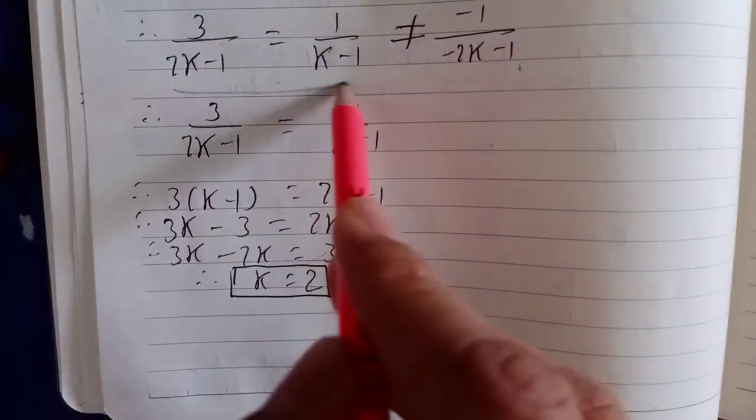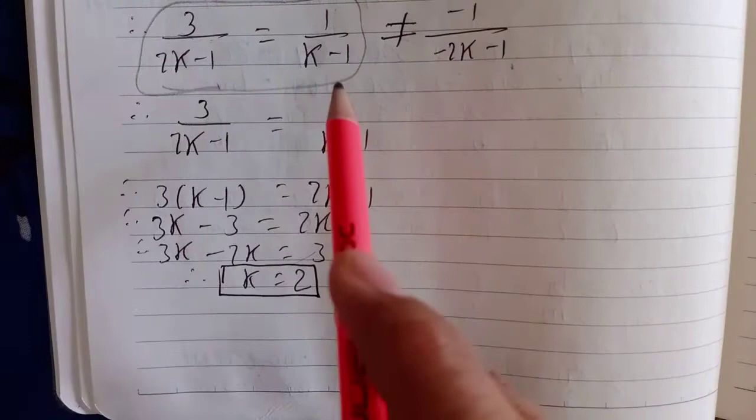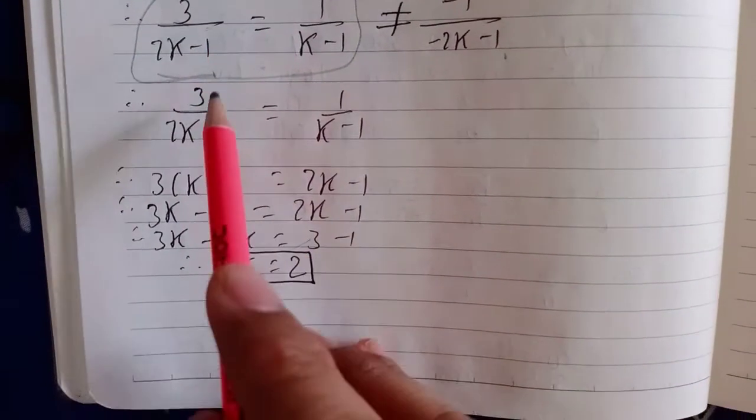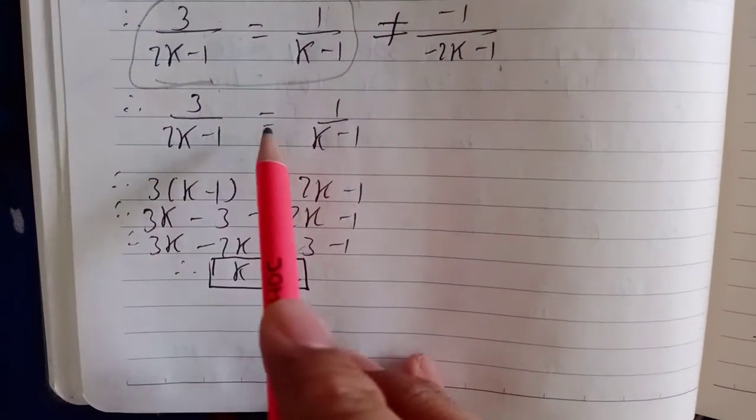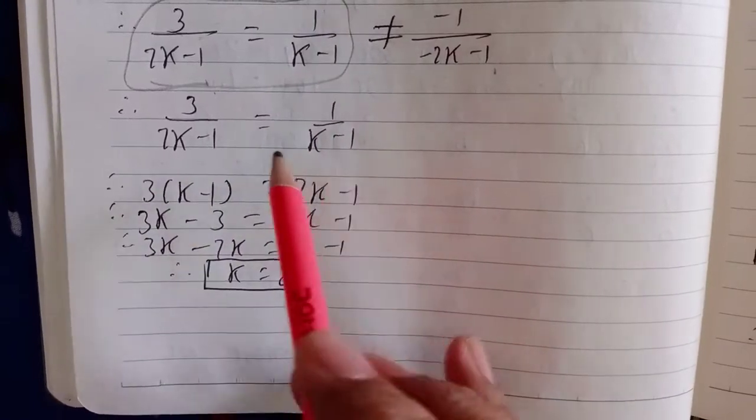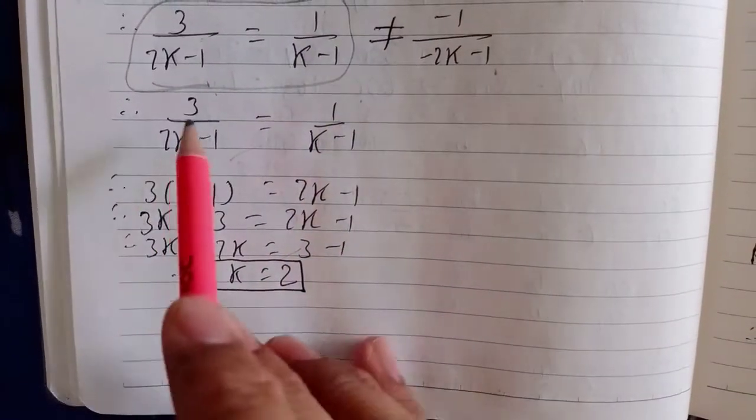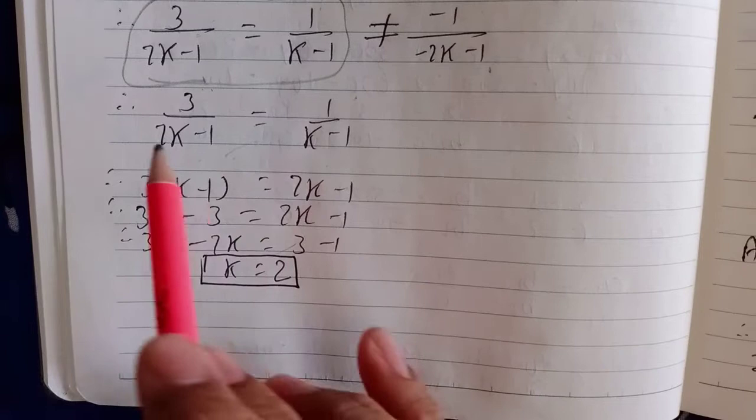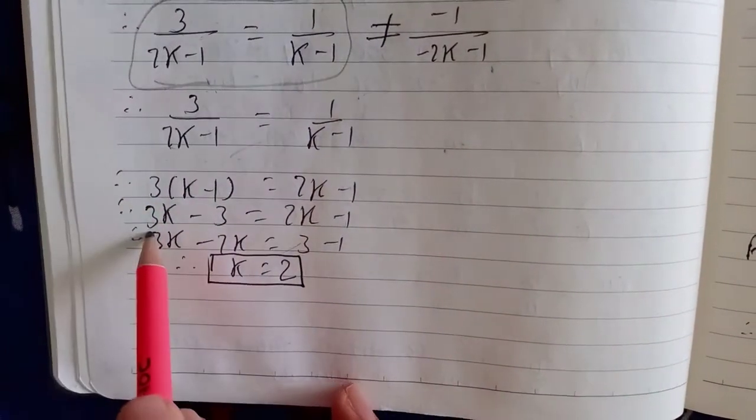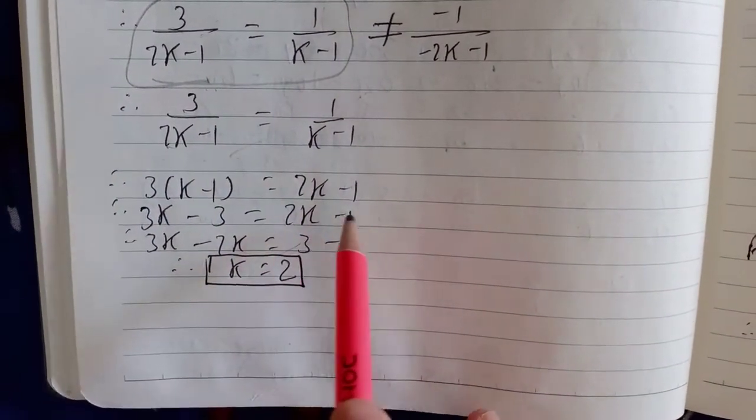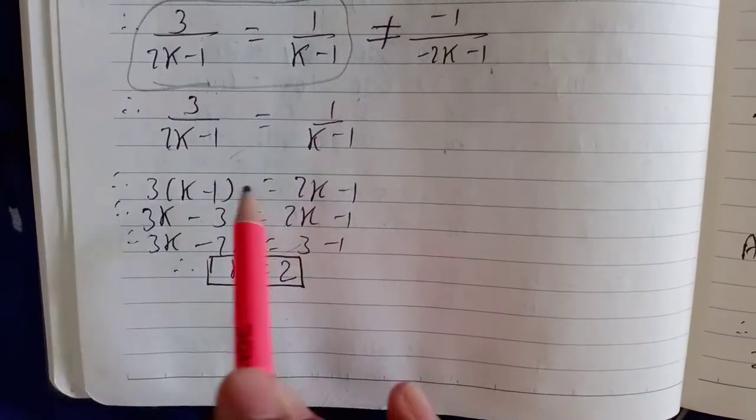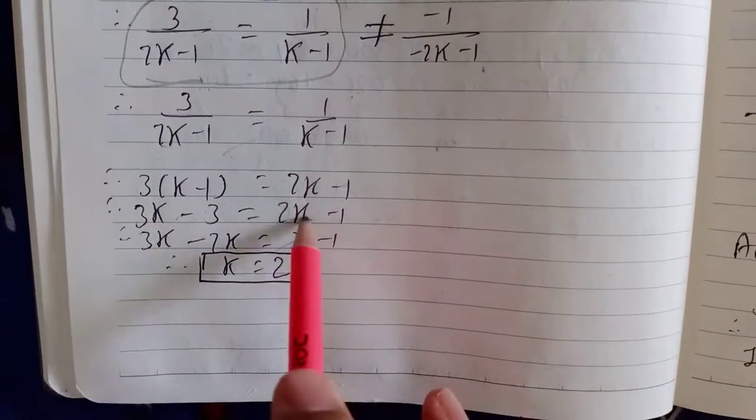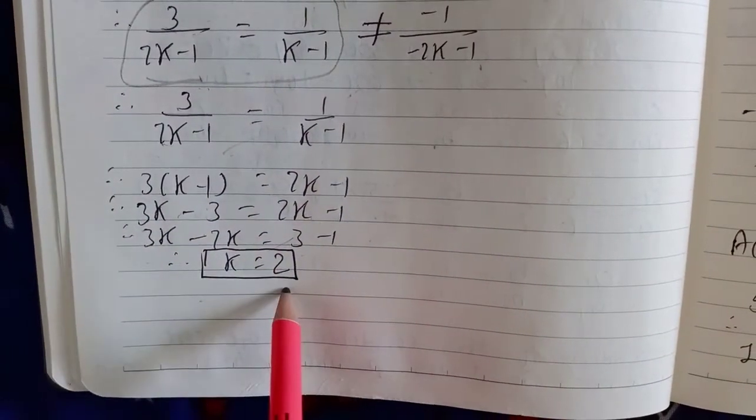So we have to check this and find the value of k. 3 upon 2k minus 1 is equal to 1 upon k minus 1. Cross multiplication: 3 into (k minus 1) equals 2k minus 1. 3k minus 3 is equal to 2k minus 1. 3k minus 2k equals 3 minus 1, so k is equal to 2.